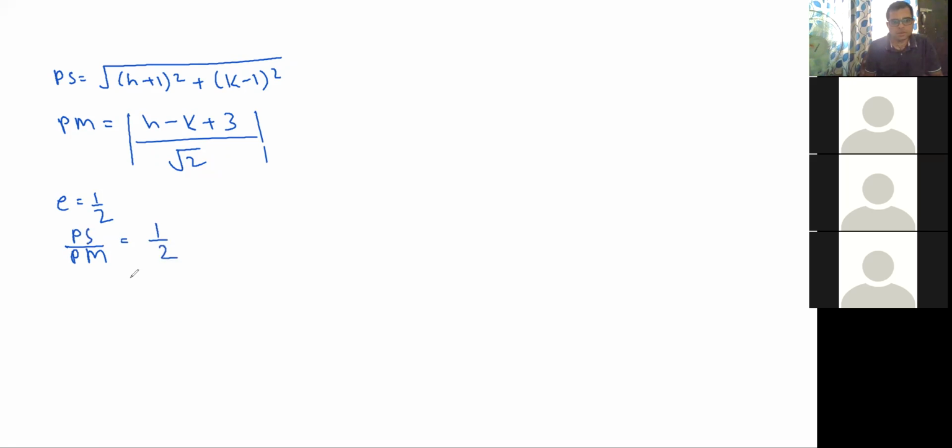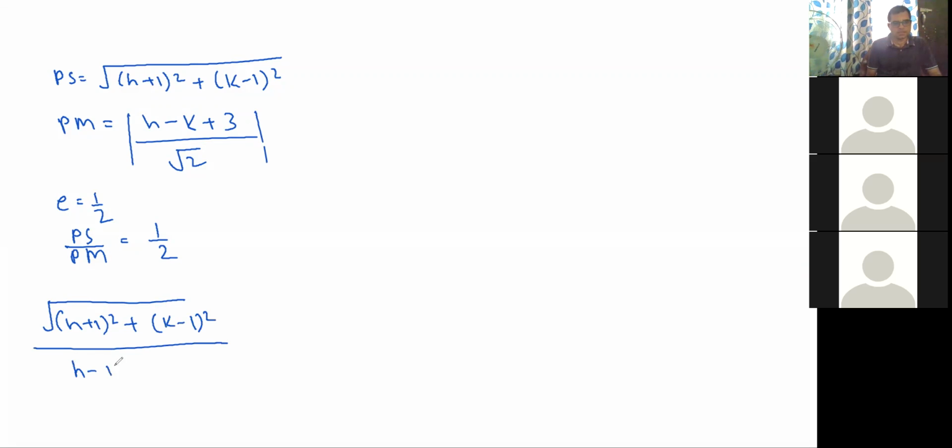Okay, so you apply this condition: under root, (h plus 1) whole square plus (k minus 1) whole square, upon mod of (h minus k plus 3) by root 2, is equal to 1 by 2. So now because it is under root, we will square everything.